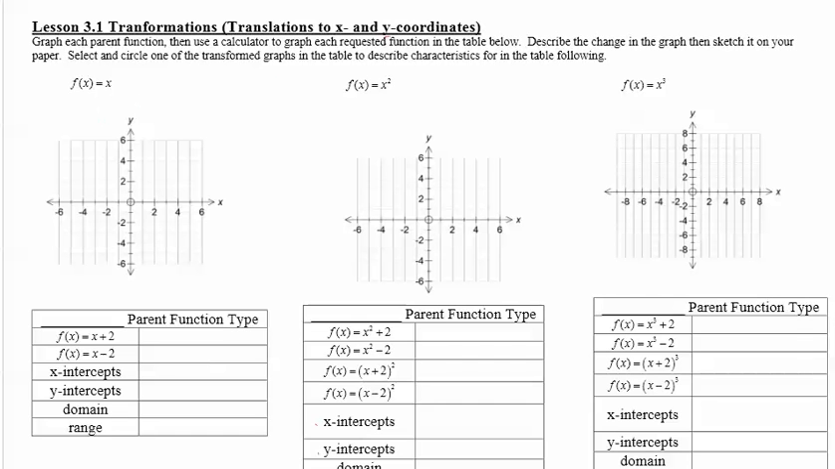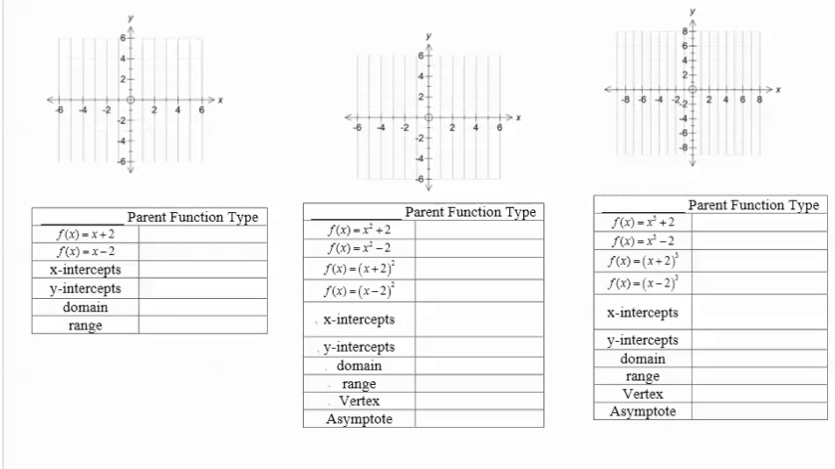So what you're going to do is, the directions say graph each parent function, then use a calculator to graph each requested function in the table below. Describe the change in the graph, then sketch the graph on your paper. Select and circle one of the transformed graphs in the table to describe the characteristics for the following. So these characteristics that we're talking about will be x-intercepts, y-intercepts, domain, range, and vertex, asymptote, any of those things.